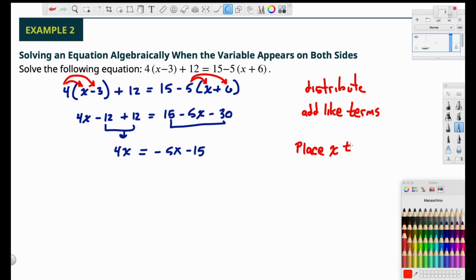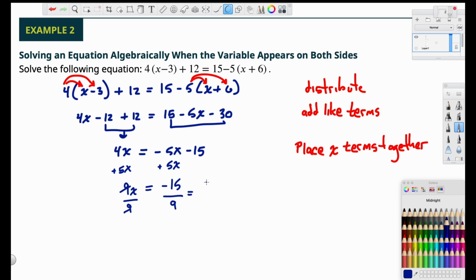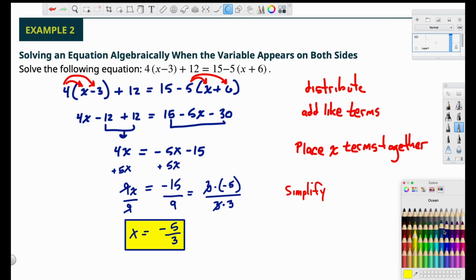Let's get our x's together. So I have to take it across the equal sign, so we have to undo the operation, do the inverse. 9x equals negative 15. Now I have to divide by 9. Negative 15 and 9 have a common factor, which is 3. So I can rewrite this as 3 times negative 5 and 3 times 3. The 3's divide out. And my final answer is negative 5 over 3.